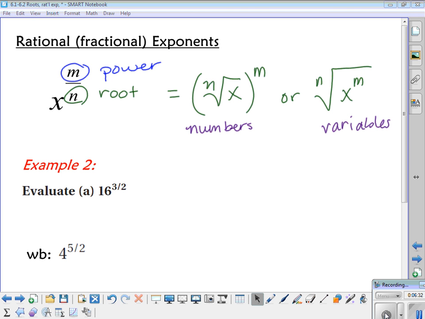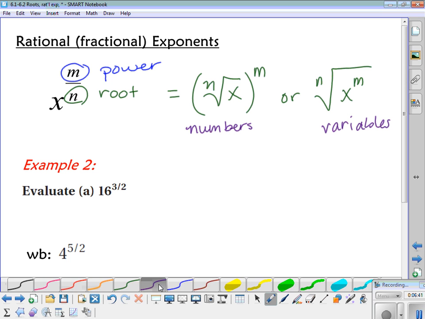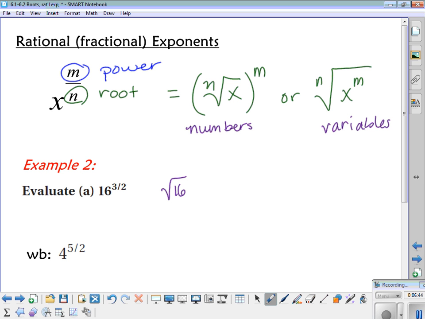All right, so we're going to evaluate 16 to the 3/2 power. So that means I'm taking the square root of 16, because remember, when we take a square root, it's the second root. We just don't usually write that 2 there, okay? So keep that in mind. When we're taking a square root, the index is actually 2. It's just assumed, and we don't usually write it. So I'm going to take the square root of 16, and then I'm going to raise that to the 3rd power. So that would be 4 to the 3rd power, which is 64.